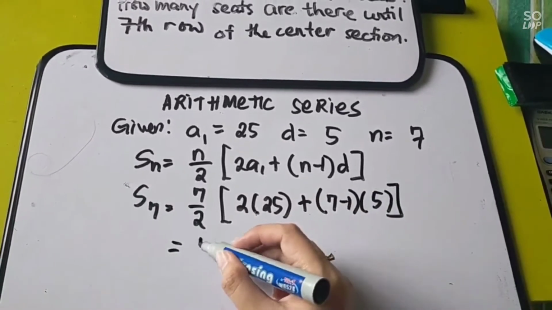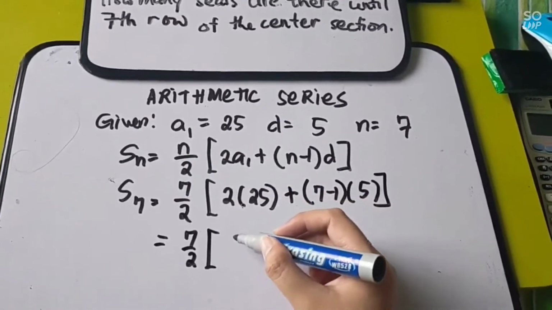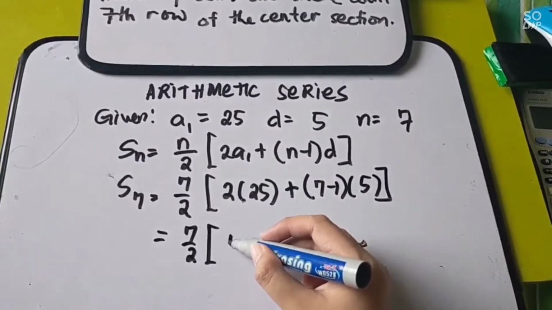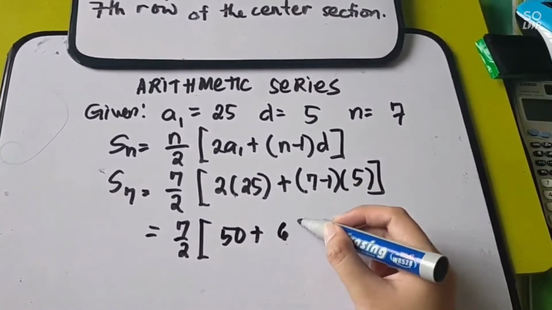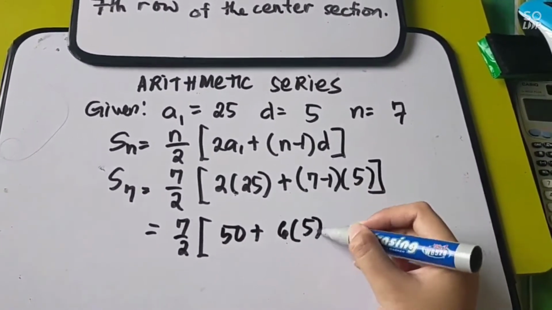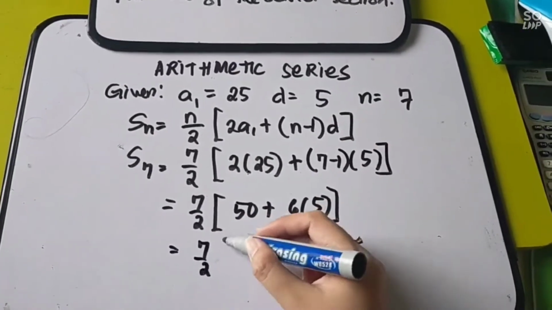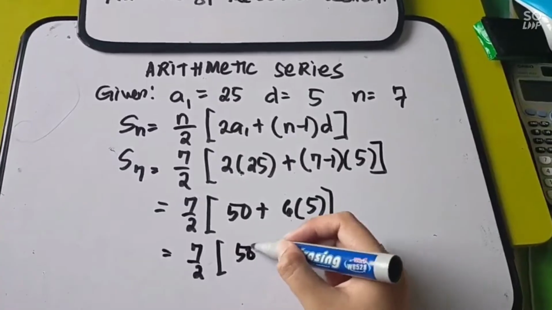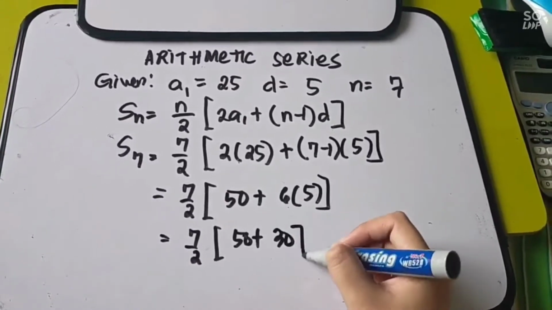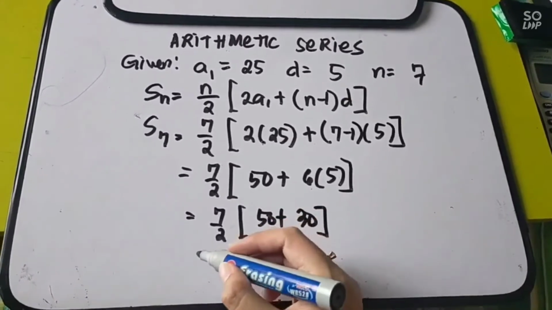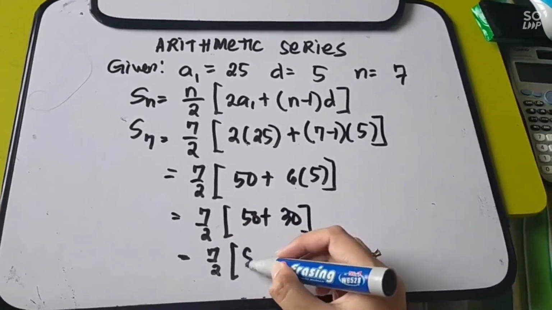Then, we have here 7 over 2. Then multiply 2 times 25. The answer here is 50. Plus 7 minus 1, we have here 6 multiplied by 5. Just copy: 7 over 2 multiplied by 50 plus 6 times 5, the answer here is 30. Then add 50 plus 30. So, we have here, just copy, 7 over 2 times 80.